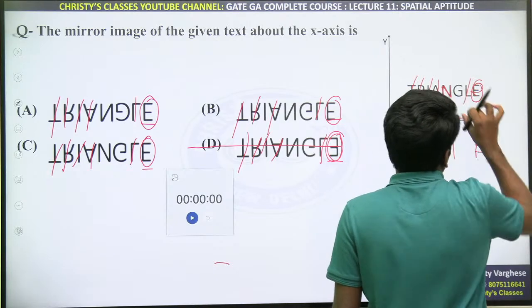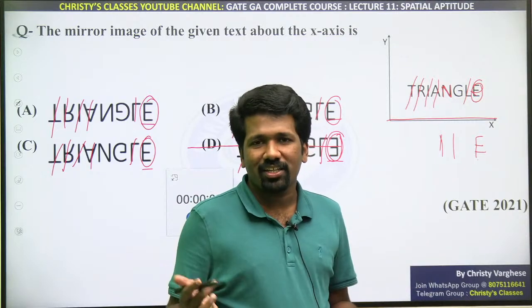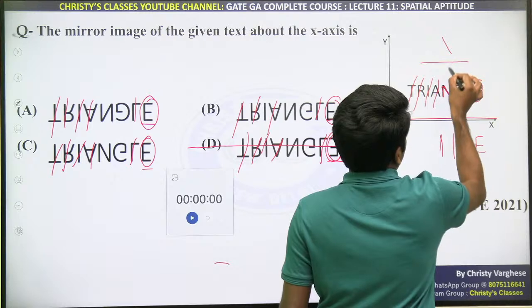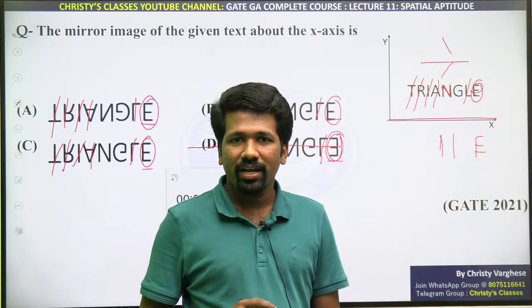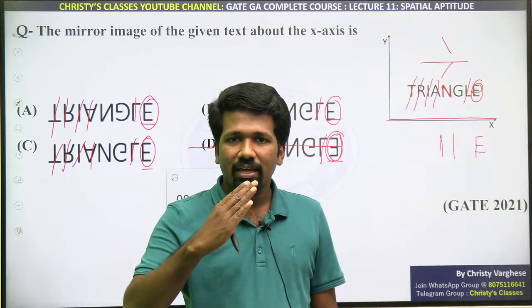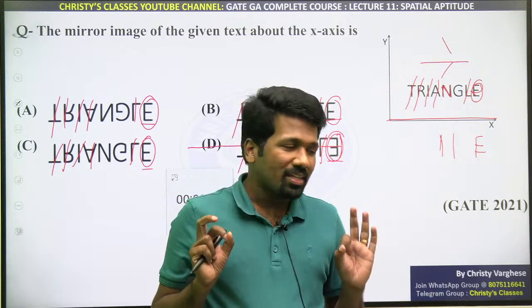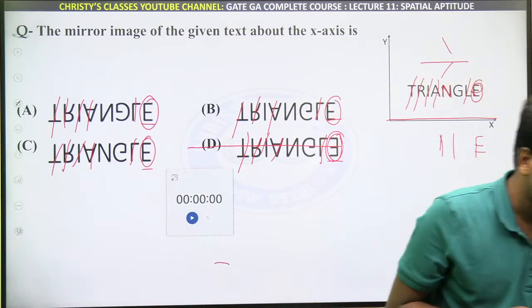Only look at the diagonal. As I told, if it is difficult, partition it and understand it. If there is a diagonal like this, then in the mirror image it will be like this. Are you understanding why it is like this? There is a line like this, so in the mirror image it will be like this. That imagination, yeah. I am trying something of that Inception movie.